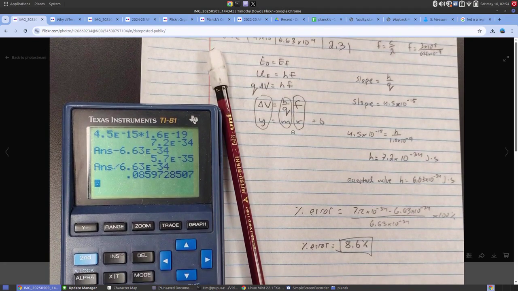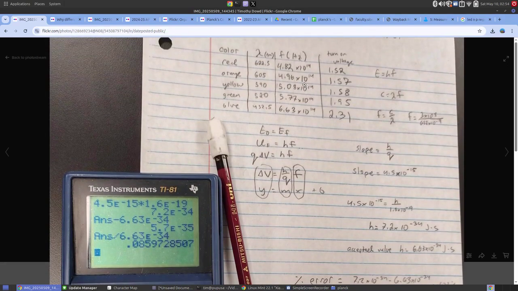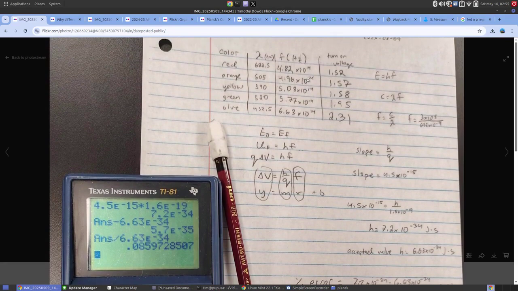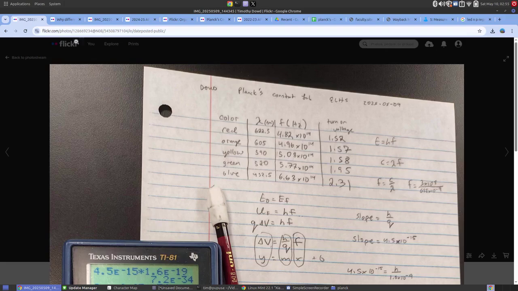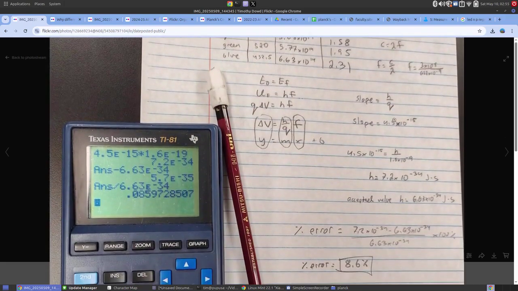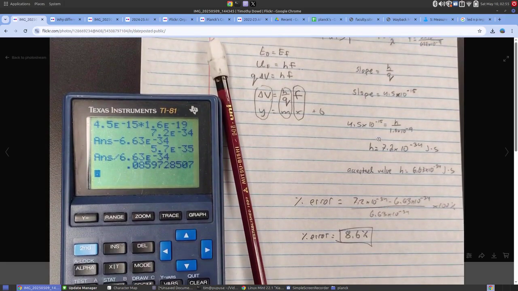Lining that up with our linear equation, we can see that a graph of turn-on voltage on the y-axis and frequency on the x-axis should be linear with a slope of h over q. So of course we can make that graph, and we do get what we would expect. A linear graph with a slope of 4.5 times 10 to the negative 15th. So when we set that equal to h over q, we get an estimate of Planck's constant of 7.2 times 10 to the negative 34th joule seconds.